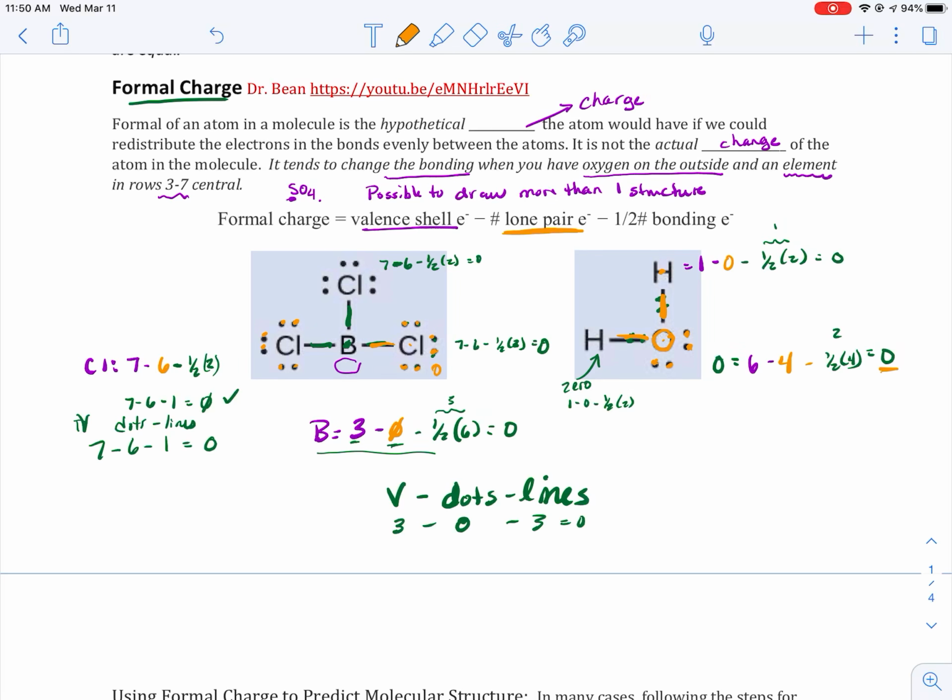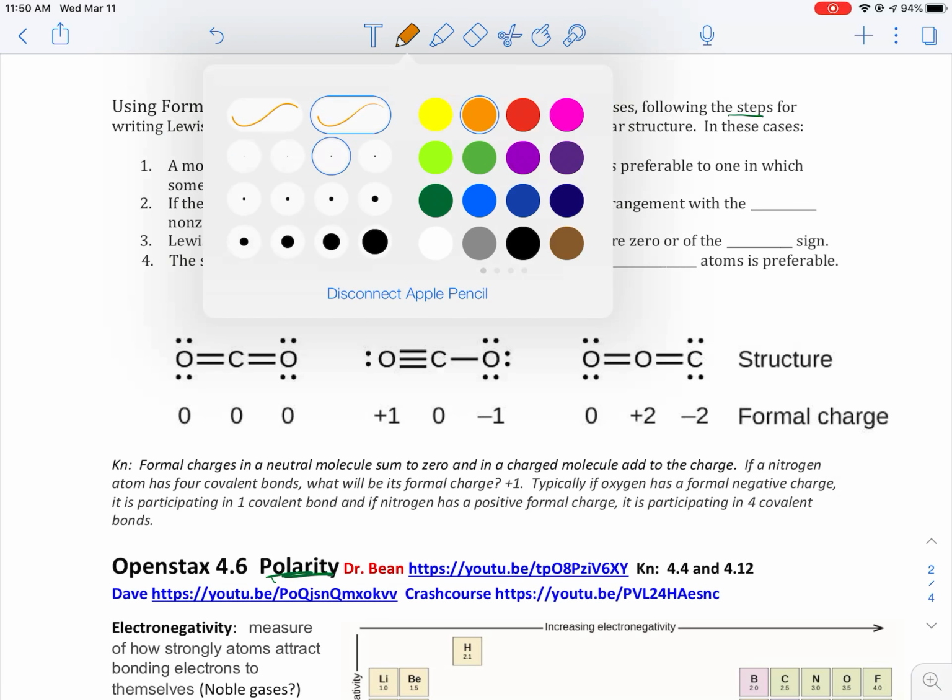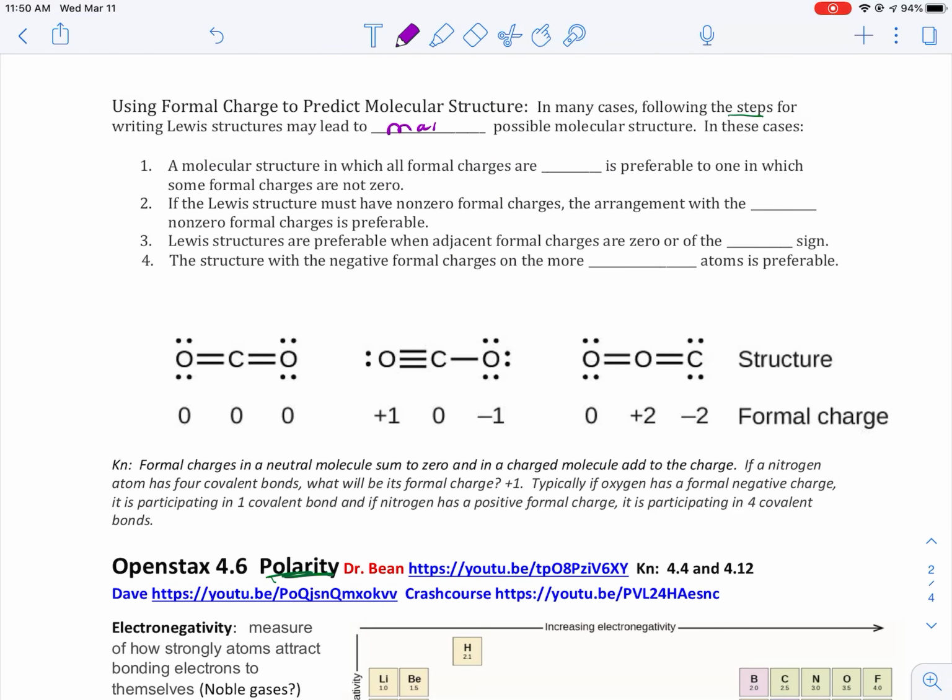All right, so predicting molecular structure with formal charge. So we have steps for writing the Lewis structures, and sometimes you end up with many possible structures. Here's an example down here of where you can end up with many. All of these lead to having the same number of electrons. So this one is 2, 4, 6, 8, 10, 12, 14, 16. And the others are also 16. So see, they all have 16.